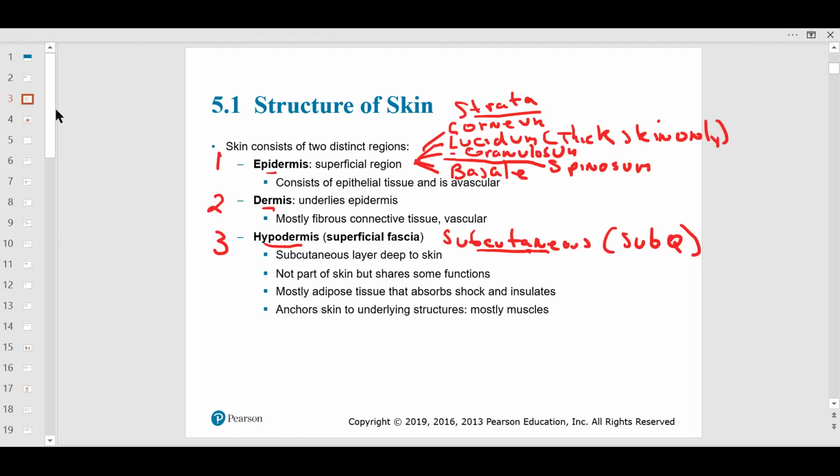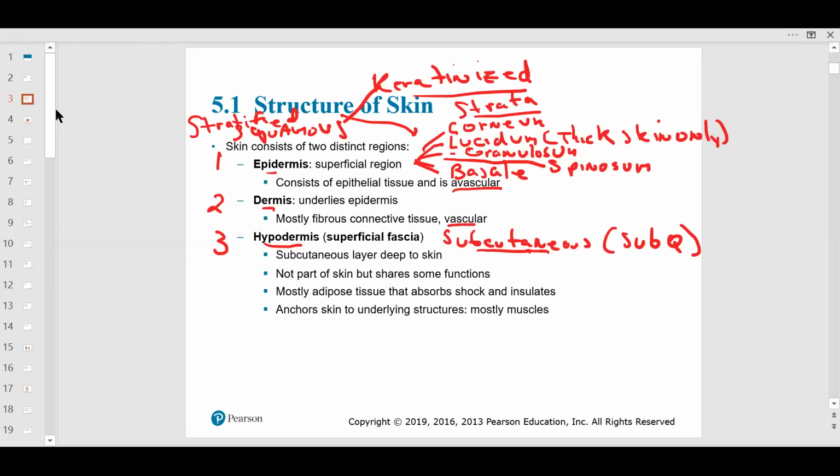And everything in here is stratified squamous, even though the basal cells look cuboidal, because you name them by the apical surface. So stratified squamous. And what's the protein? Keratin. So it's keratinized, stratified squamous epithelium, unlike the esophagus or the vagina. And it's avascular, just like all epithelial tissue.